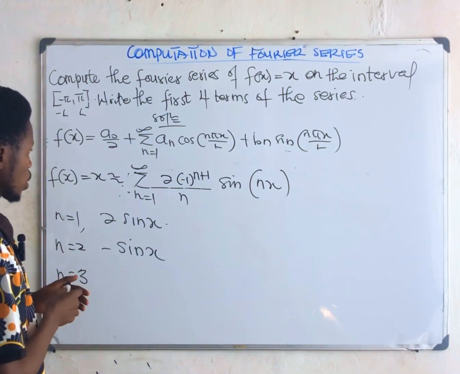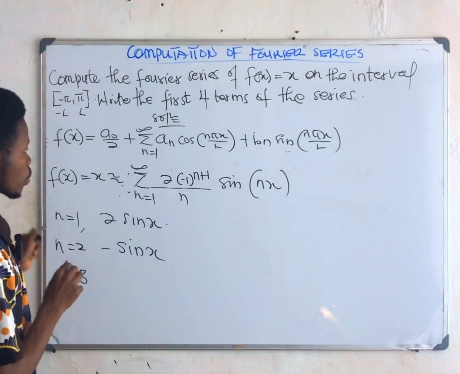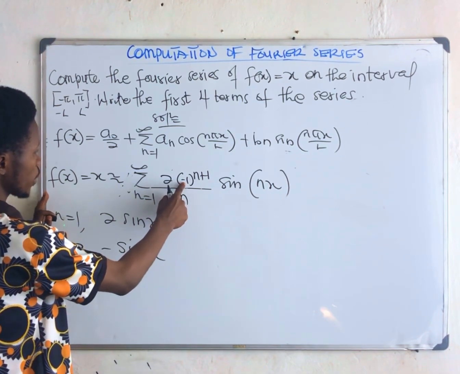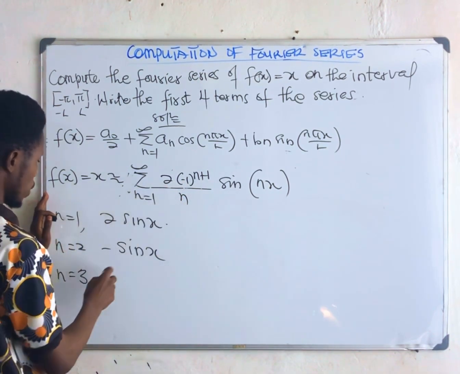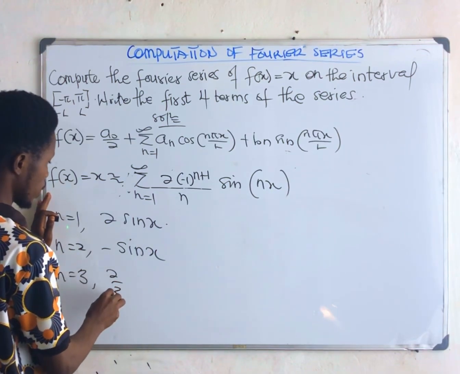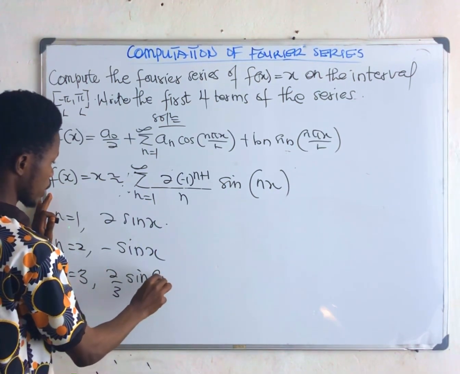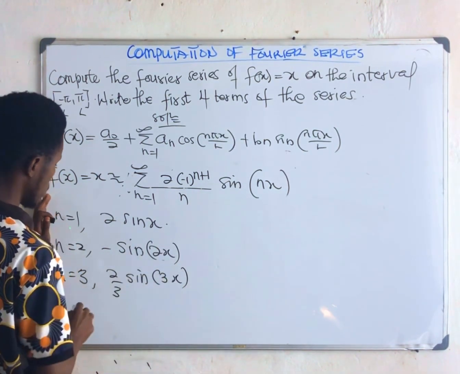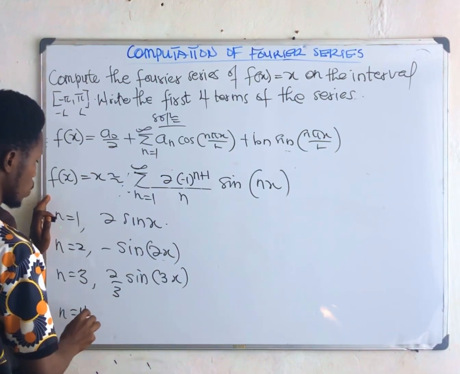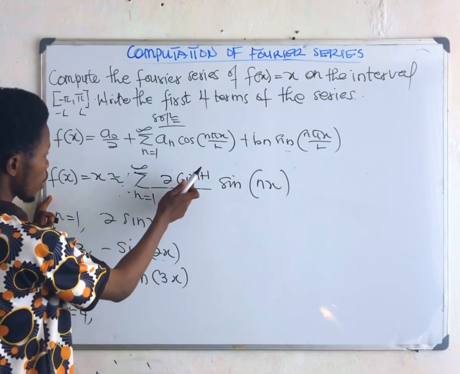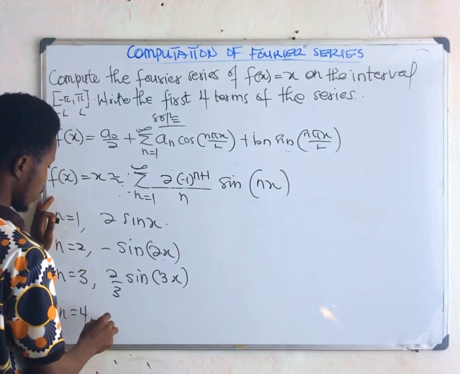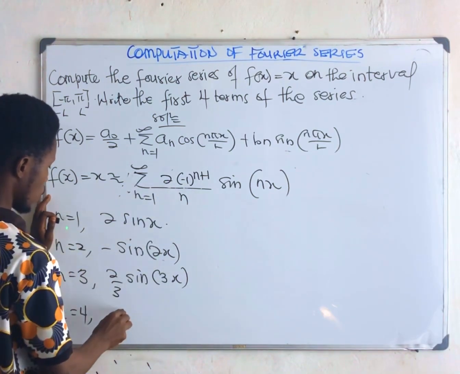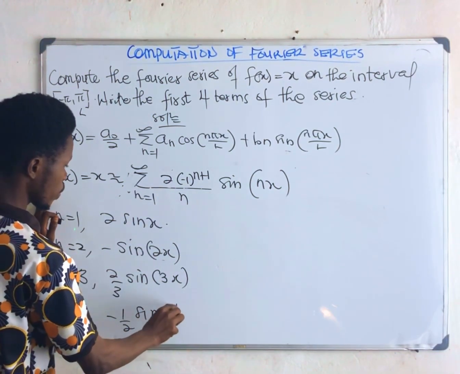They have n equals 3. So when n is equal to 3, if I put 3 here, it will be positive 4, right? And this makes this one positive 1. If I put 3 here, 2 over 3 here. So you have 2 over 3 sine 3x. And the last one, when n is 4, if I put 4 here, it will be 5. So that makes this side negative, right? And also 4 here to be 2 over 4. That will give you 1 over 2 sine 4x.